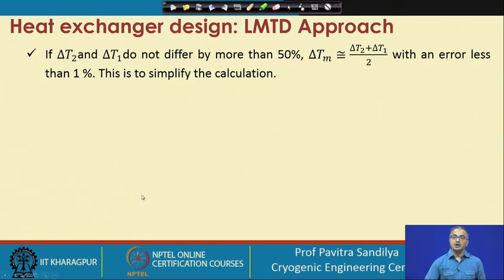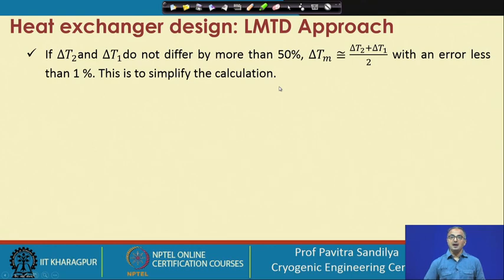Now some comments on this LMTD and the overall heat transfer coefficient. First thing is this, that when delta T2 and delta T1 do not differ by more than 50%, then this logarithmic mean temperature difference may be approximated by taking the arithmetic average of these two, delta T2 and delta T1, and by taking this kind of average we find that the error we incur is less than 1%.